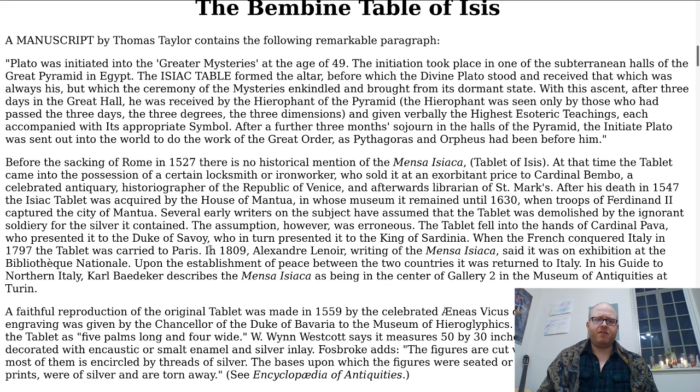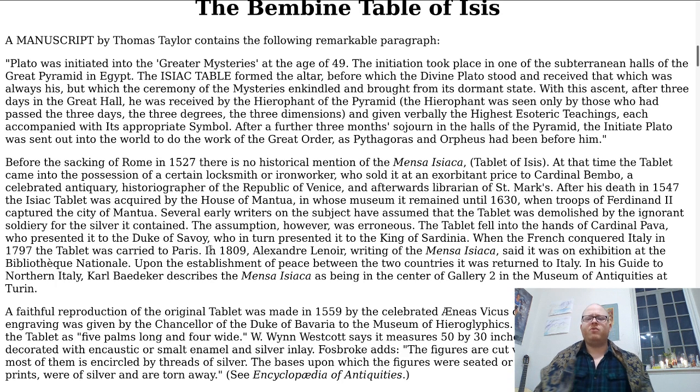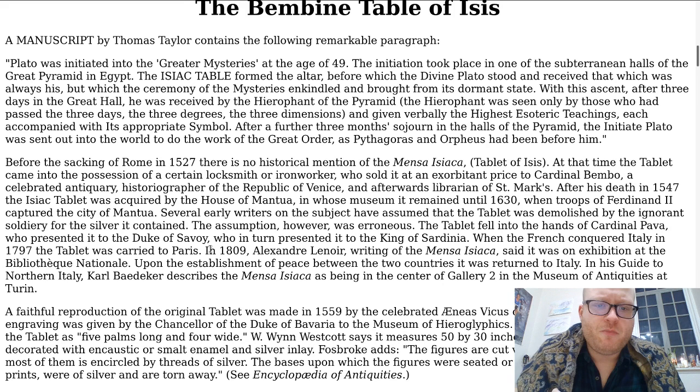Before the sacking of Rome in 1527, there is no historical mention of the Mensa Isaica, Tablet of Isis. At that time, the tablet came into the possession of a certain locksmith or ironworker, who sold it at an exorbitant price to Cardinal Bembo, a celebrated antiquary, historiographer of the Republic of Venice, and afterwards librarian of St. Mark's. After his death in 1547, the Isaic tablet was acquired by the House of Mantua, in whose museum it remained until 1630, when troops of Ferdinand II captured the city of Mantua.